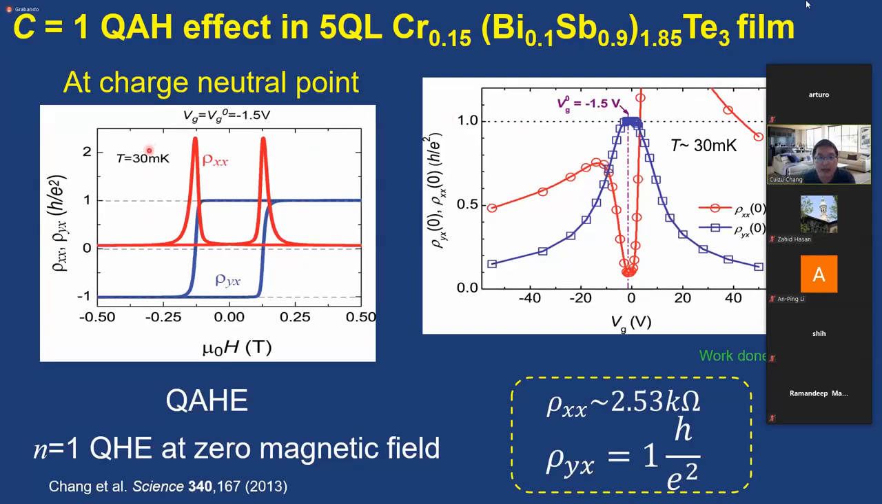This is the magnetic field dependence of the Hall resistance and longitudinal resistance at the charge neutral point. If we plot the zero magnetic field Hall resistance and longitudinal resistance as a function of the gate voltage, we can see that at the charge neutral point, the Hall resistance is quantized. At the same time, the longitudinal resistance approaches zero. This phenomenon marks the discovery of the quantum anomalous Hall effect.